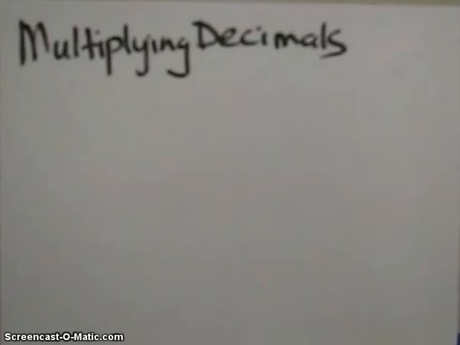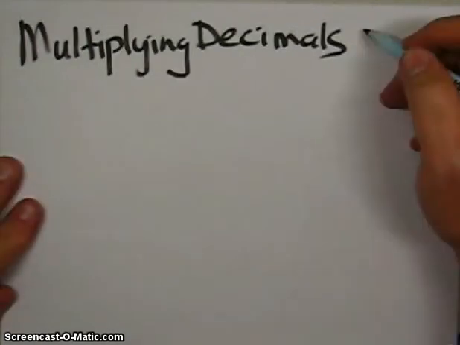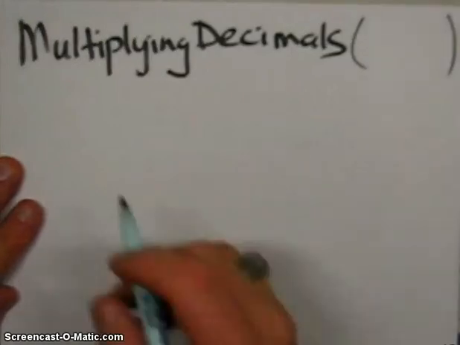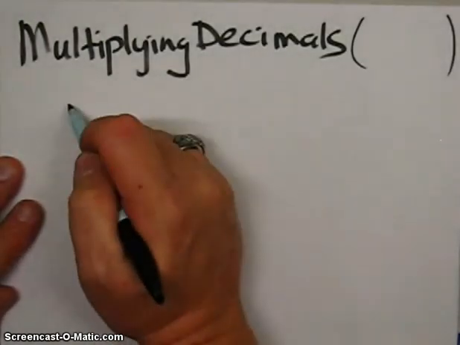So today's topic is on multiplying decimals. You need to know how to do that. You've already probably added and subtracted them, but today something a little bit new. So we're going to learn how to multiply them. I'm going to put a big parentheses out here because I want to put something in there in just a moment. Here's our first problem to look at.